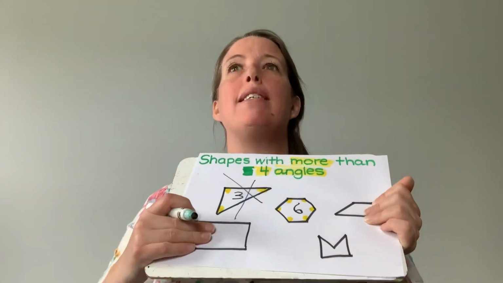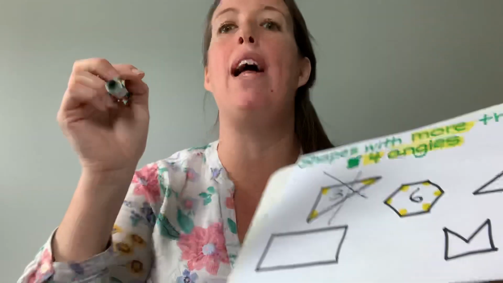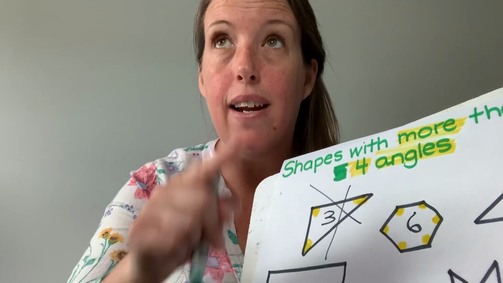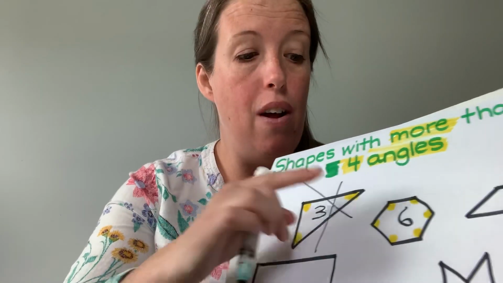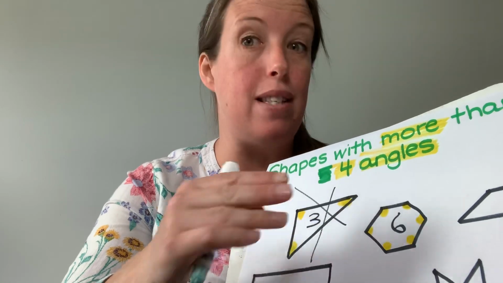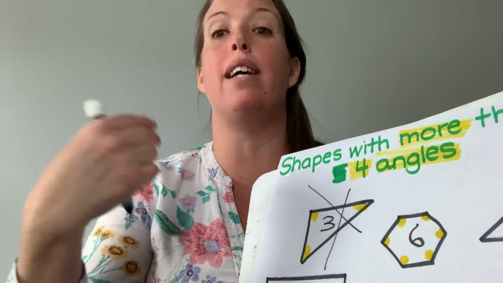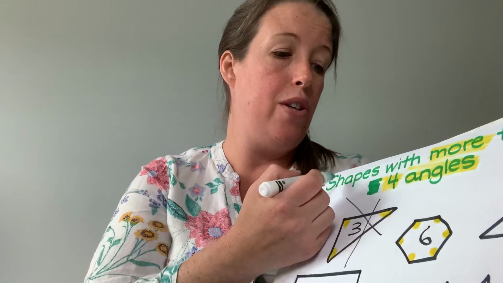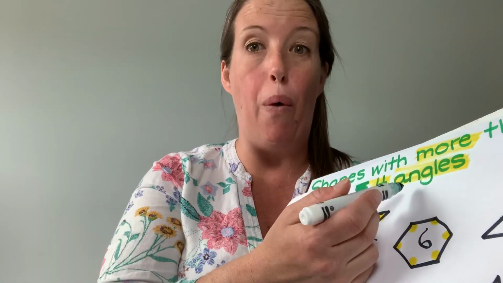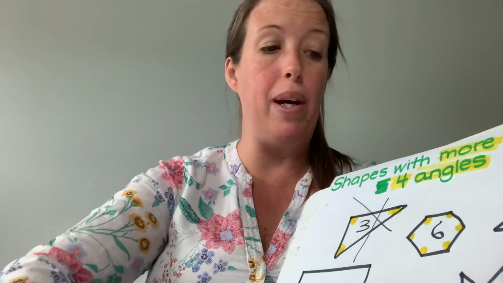Now remember, if it has 6 sides, that number 6 has that X in it. I remember there's a shape with an X in it, hexagon. So if it has 6 sides, it has 6 vertices, it also has 6 angles. So is it a shape with more than 4? Yeah, it has 6, so I'm gonna leave that there.